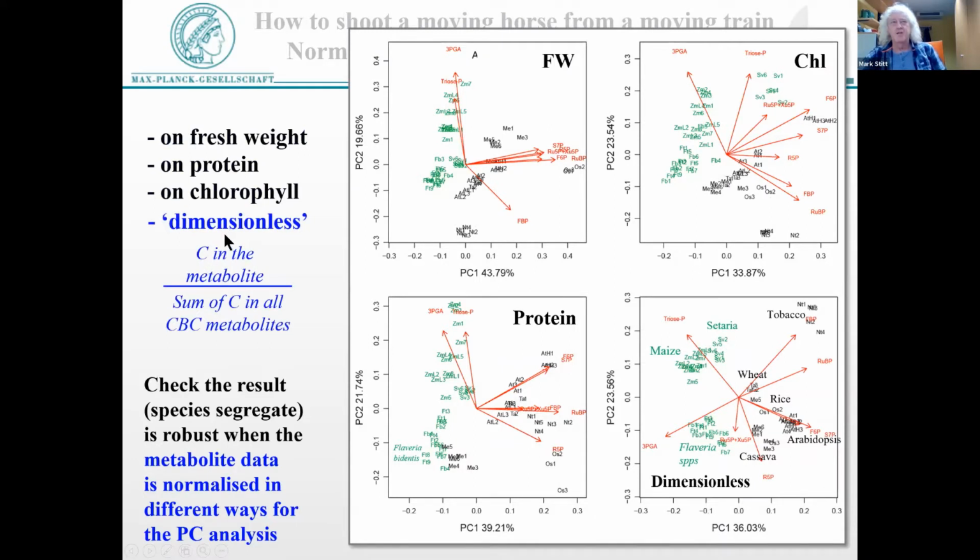The normalization we like the most is what I call dimensionless. This is, we just take the carbon we have in a given metabolite and we express it as a fraction of all of the carbon in all of the metabolites we're looking at. And this is this one down here. And you can see we have, again, a very nice separation. This is basically telling us how is the carbon allocated between the different metabolites in the Calvin Benson cycle.